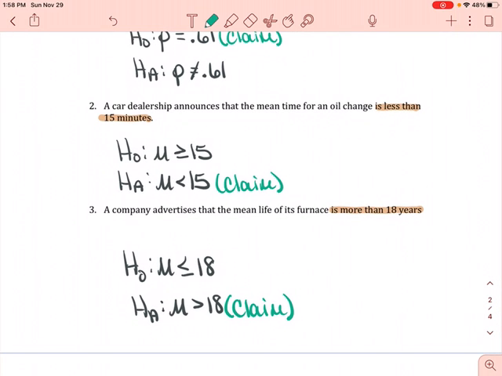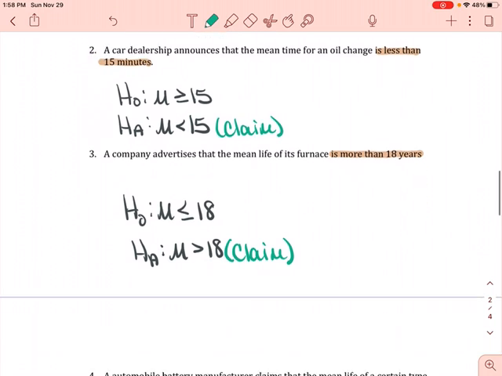Okay, so I have 3 more for you guys to try. Why don't you pause the video and try identifying H sub O and H sub A. Make sure equal-tos go with H sub O, and the complements go in H sub A, like the not-equal-tos go in H sub A. And make sure you identify the claim. All right, pause the video. All right, let's see how you did.